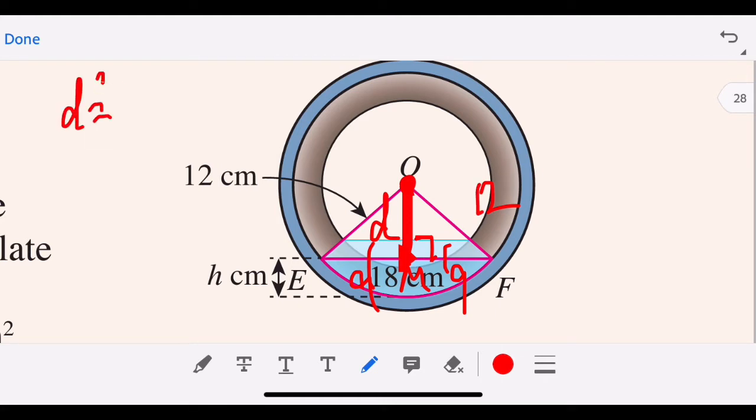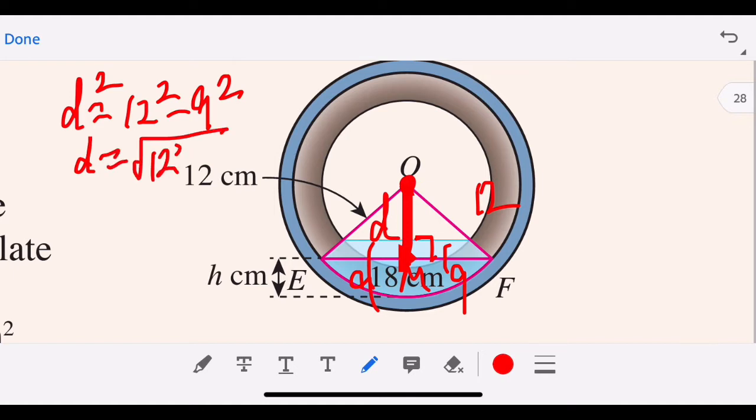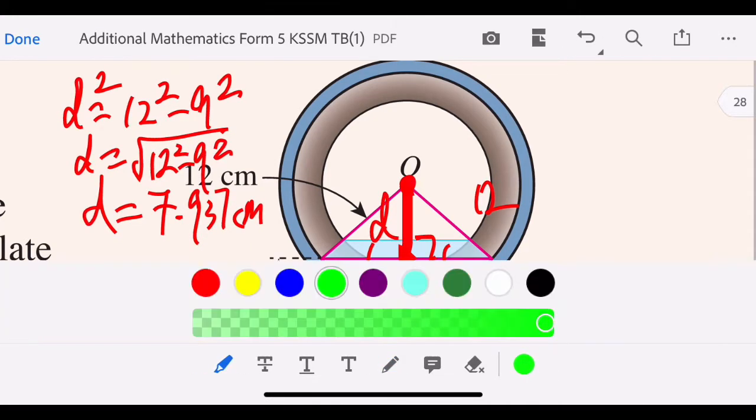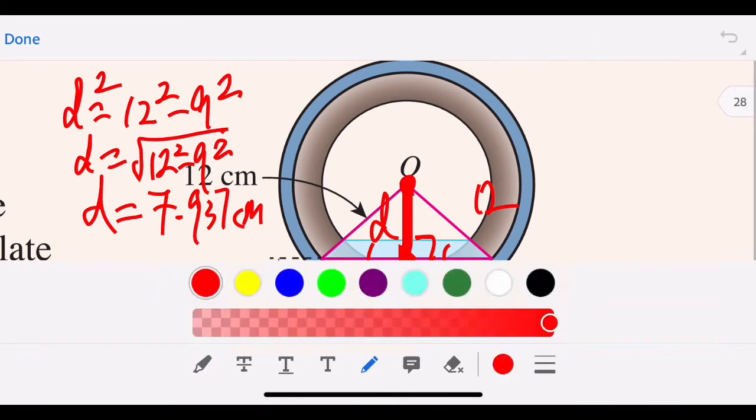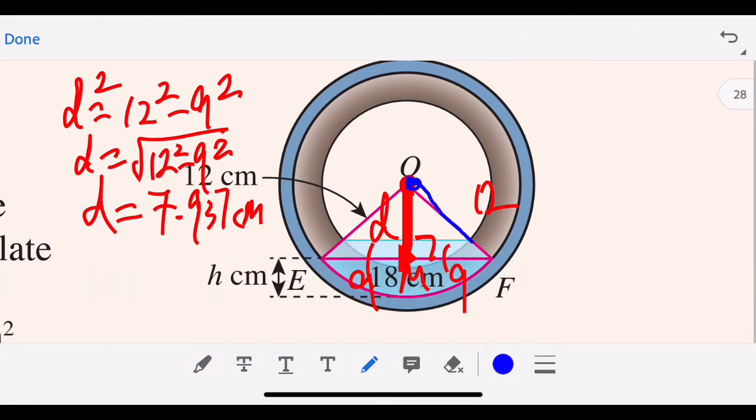D square is 12 square minus 9 square. If you square root 12 square minus 9 square, your answer is 7.937 centimeter. As you know, the radius is measured from the center. So I just show you the radius is 12, so from here to here will be 12.